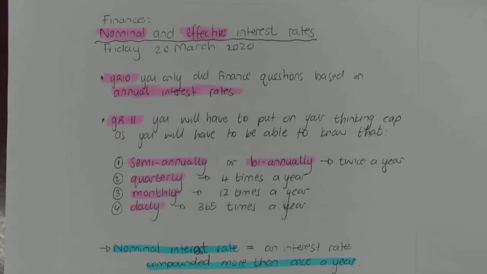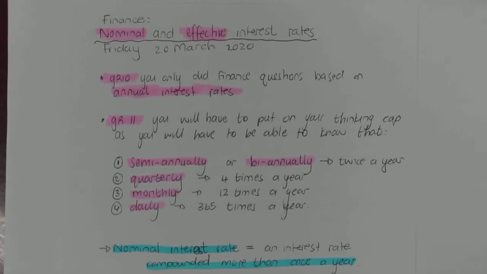Now, I can use words like compounded semi-annually or even biannually, which means instead of receiving interest once a year, I am receiving it twice a year. I can say compounded quarterly, which means it's 4 times a year. I can make it compounded monthly, which is 12 times a year, or I can say compounded daily, which is 365 times a year. So, focusing on nominal and effective interest rates.